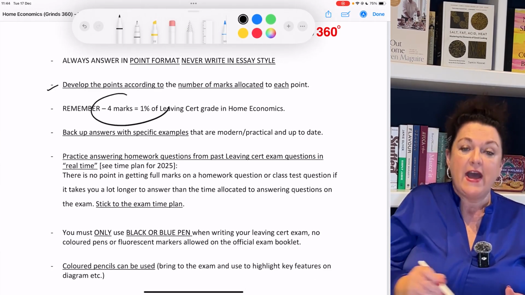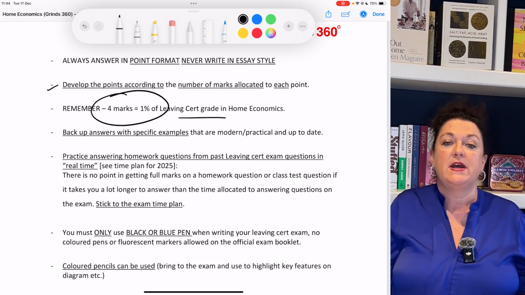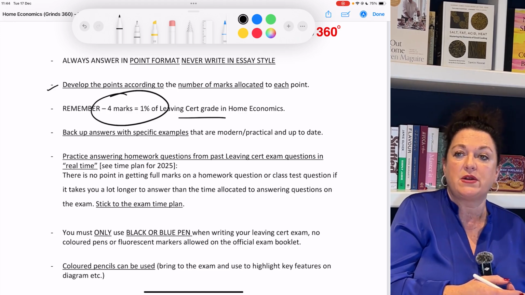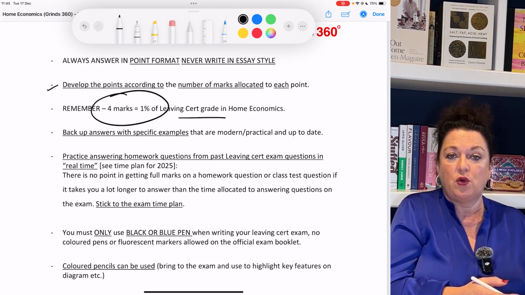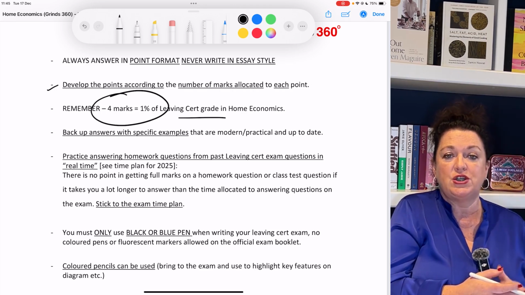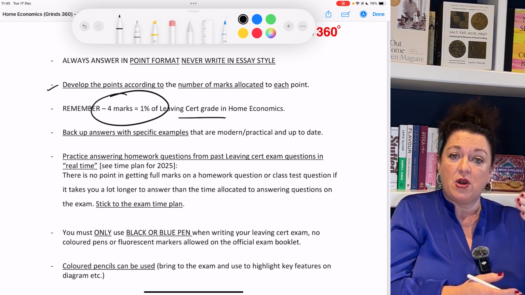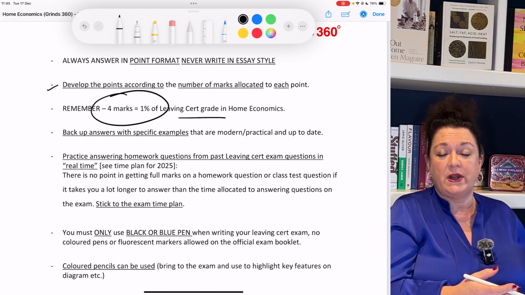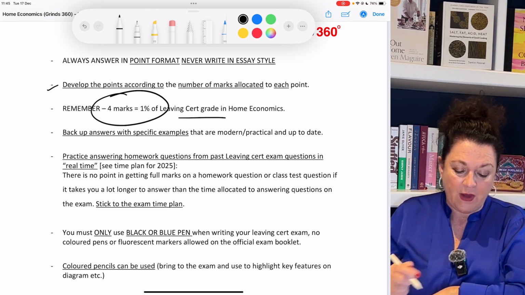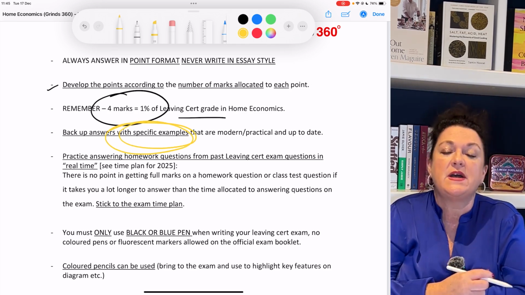A reminder, every 4 marks in home economics is 1% of your Leaving Cert grade. So for example, if something is worth, say, the causes of obesity, 16 marks, 4 points at 4 marks each, I can't have 2 lines for each of my 4 points. Why not? Because logic is saying 16 marks is 4% of my Leaving Cert grade, so I need to develop each of those 4 points really well. Back up with examples. Now, I cannot emphasize that enough.